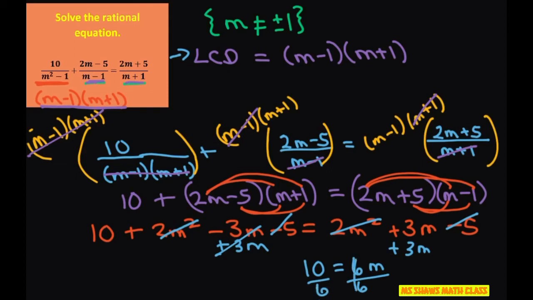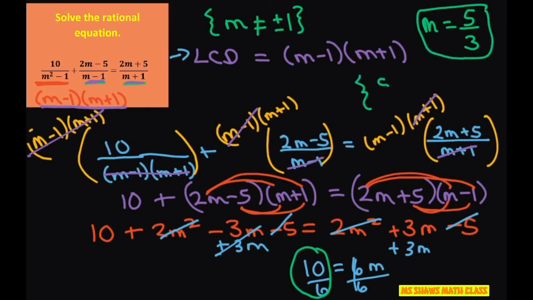So basically that cancels out. And if you reduce that by 2, you're going to get m equals 5/3. So you can write it like that, or you can just do it as a solution set, 5/3.